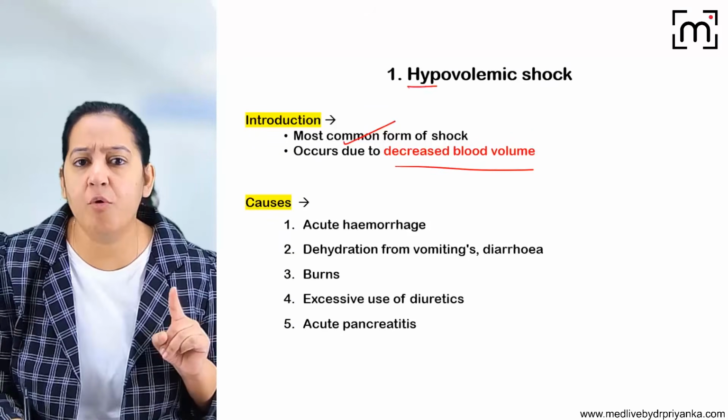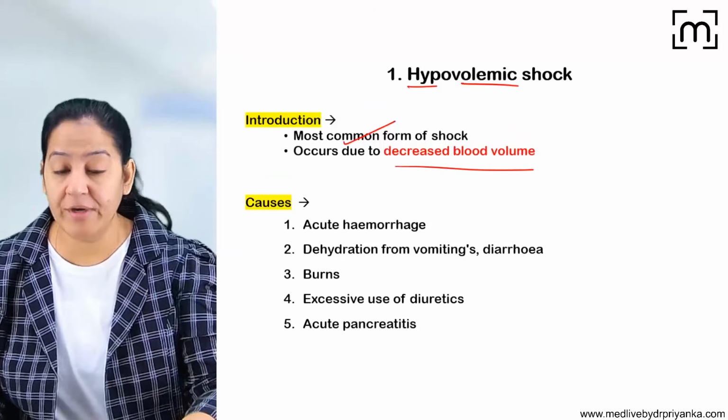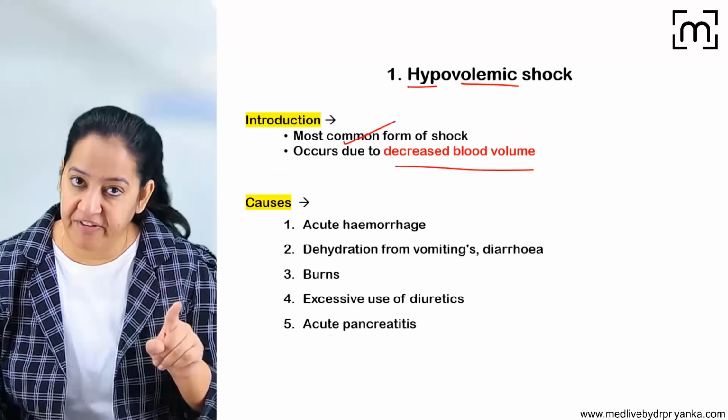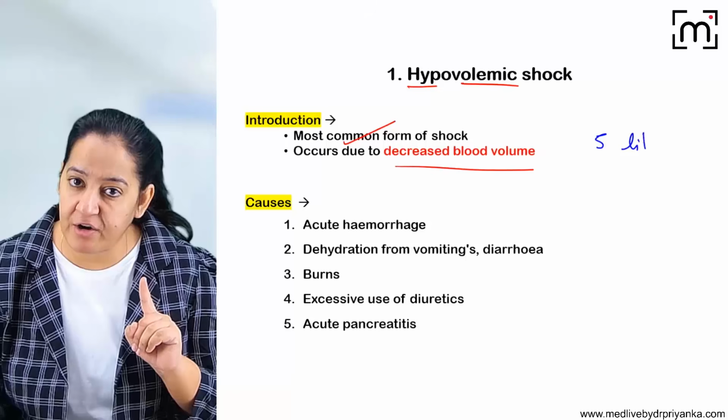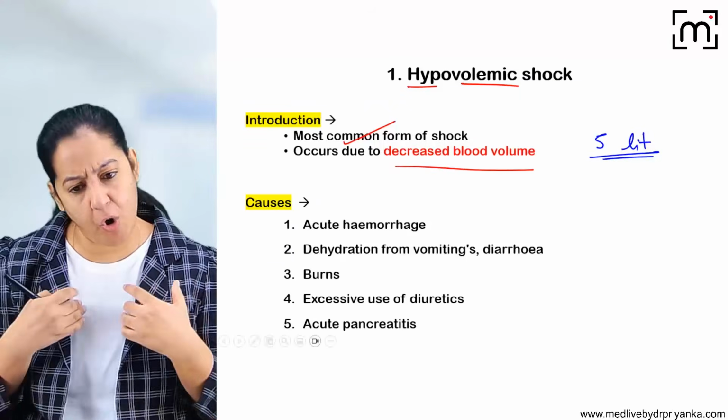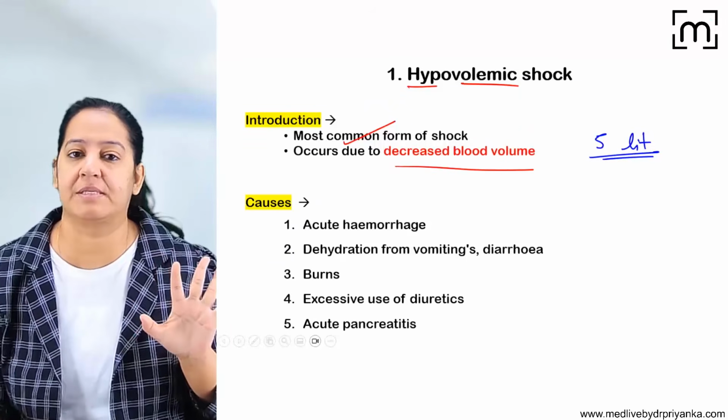What do you mean by hypovolemic? How much fluid is present in an adult human body? In every adult human body, there is 5 liters of fluid. 5 liters of plasma is present in all of us. Total 5 liters of the fluid is present, right?